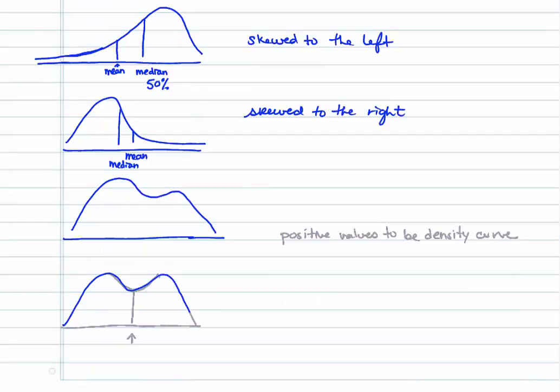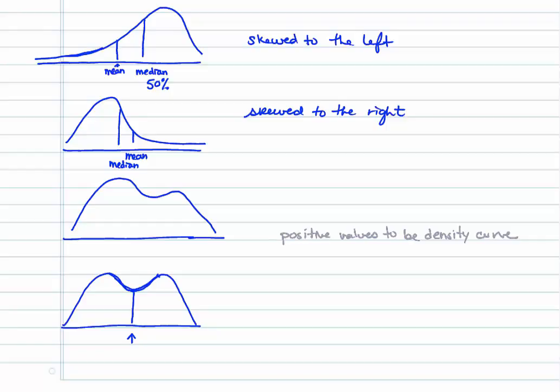Symmetric, something that I've showed you before. Symmetric is something like that, if I could try to make it as symmetric as possible. Mean and median would all be in the same spot as the normal curve, right in the middle, although it wouldn't have the same properties as the normal curve.